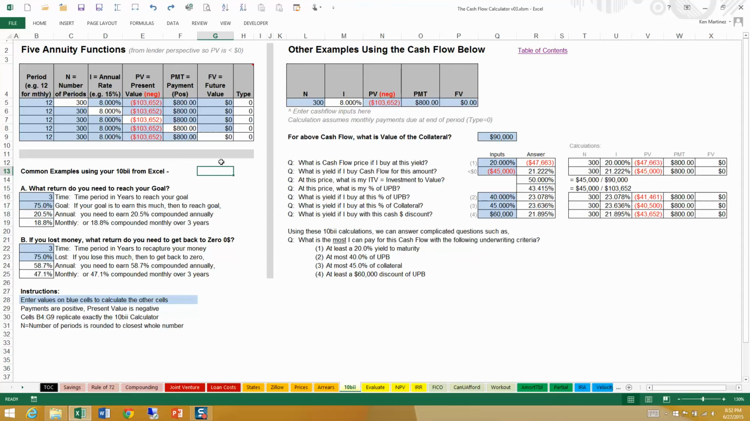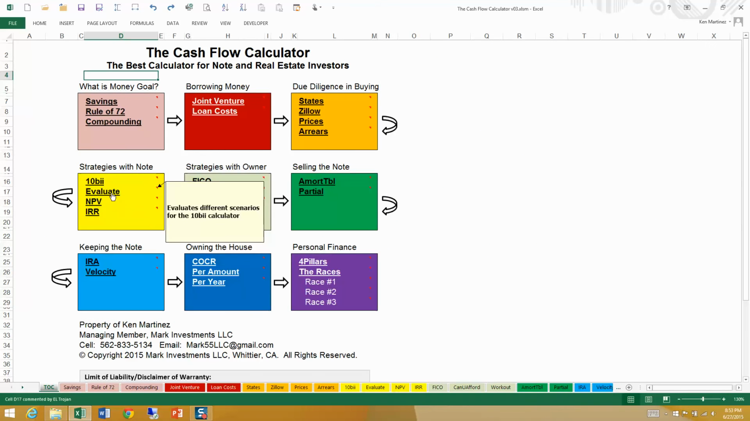The yellow section now to analyze your notes. This tab does duplicate exactly the 10BII calculator, along with on this side for a specific cash flow, you input what you want to analyze, and it will answer the most pertinent questions that you'll need to know on your note. So this is really the calculator page.